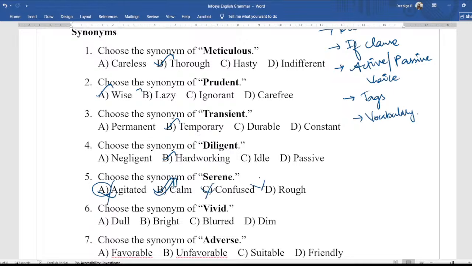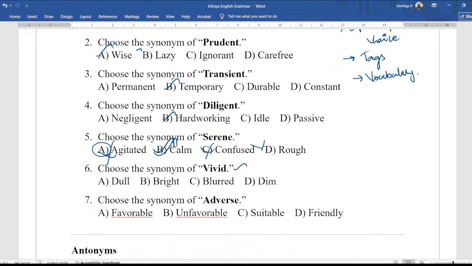I want you guys to answer for the question vivid. What is the synonym of the word vivid? Dull, bright, blurred or dim? I want you guys to answer. Put it in the live chat and I'll tell you if it is right or wrong. Choose the synonym of adverse. Okay, what is the synonym of adverse?